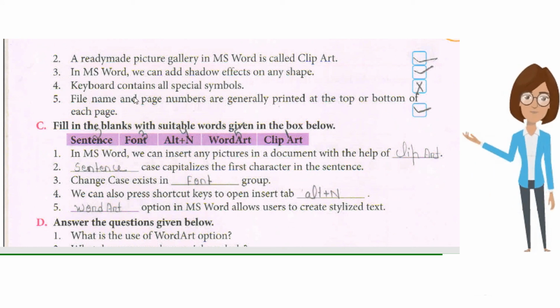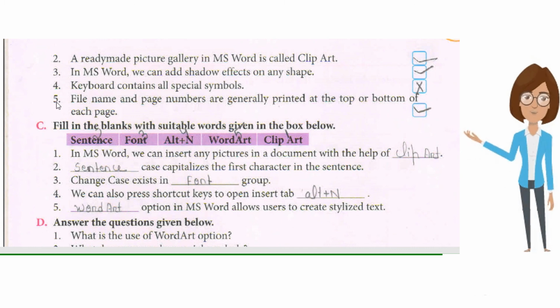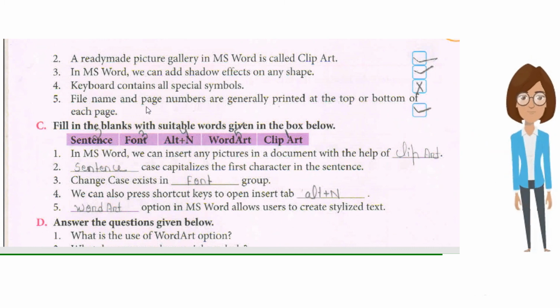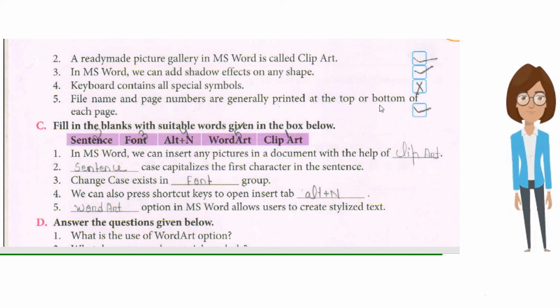4. Keyboard contains all special symbols. False. Cross. 5. File name and page numbers are generally printed at the top or bottom of each page. True. Tick.